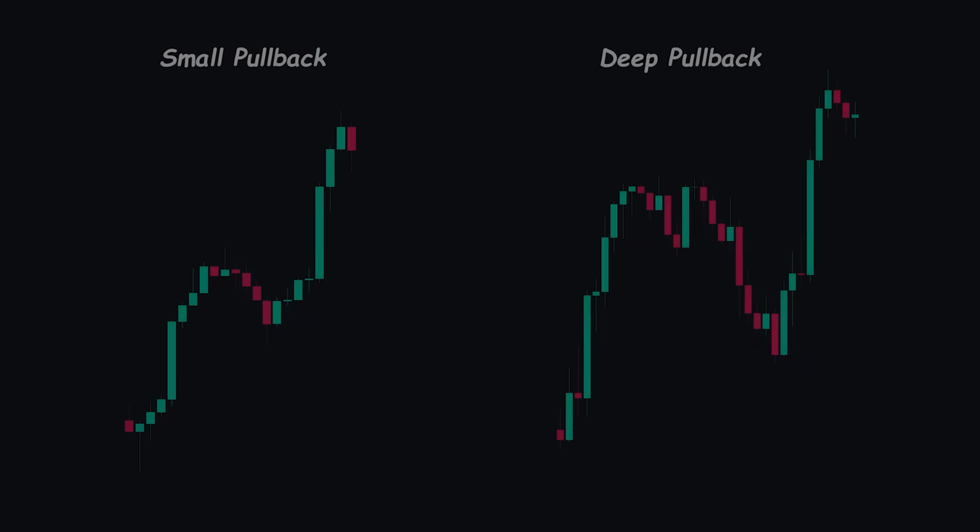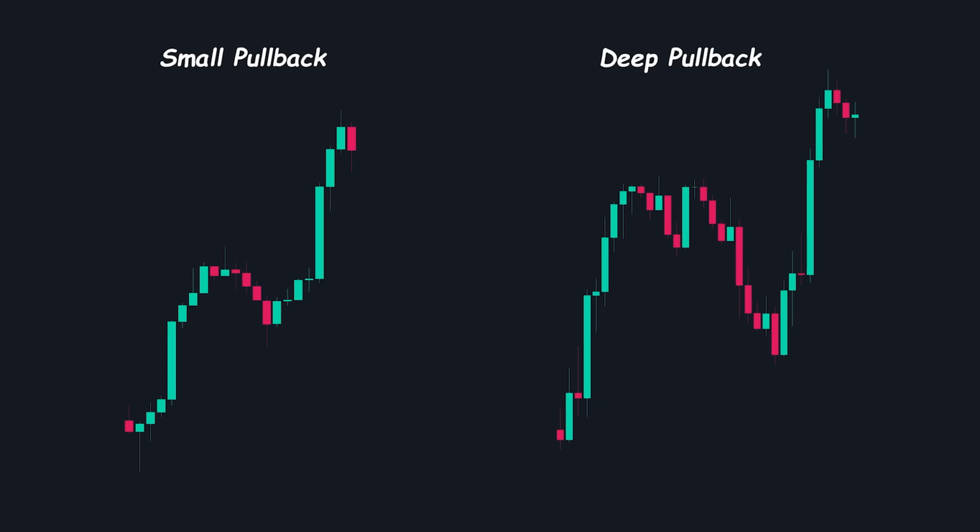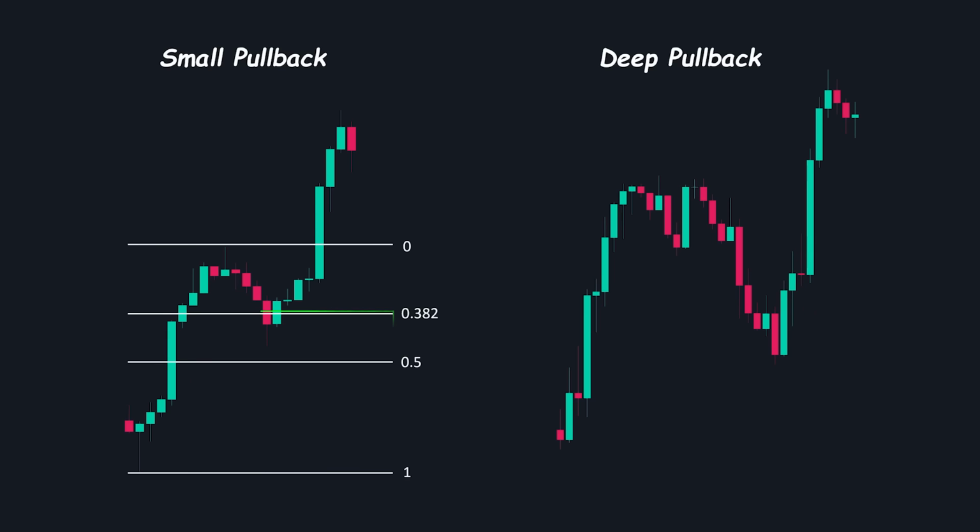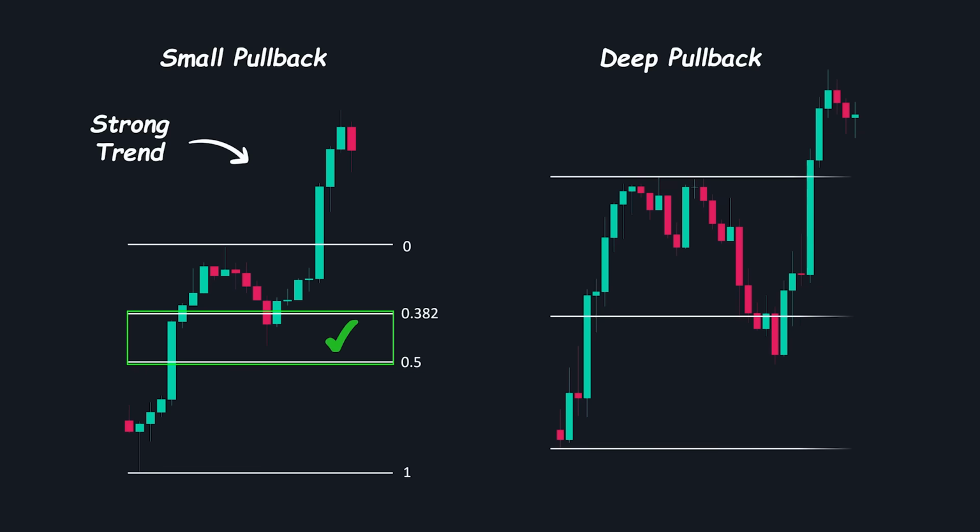Now here's an important point. Pullbacks come in many shapes and sizes. There are two main types: small and deep pullbacks. A small pullback, typically between the 38.2% and 50% retracement levels, signals a strong trending market. On the other hand, a deep pullback, usually falling between the 50% level and a previous support area, indicates weakness in the trend and may suggest a possible reversal or slowdown in momentum.